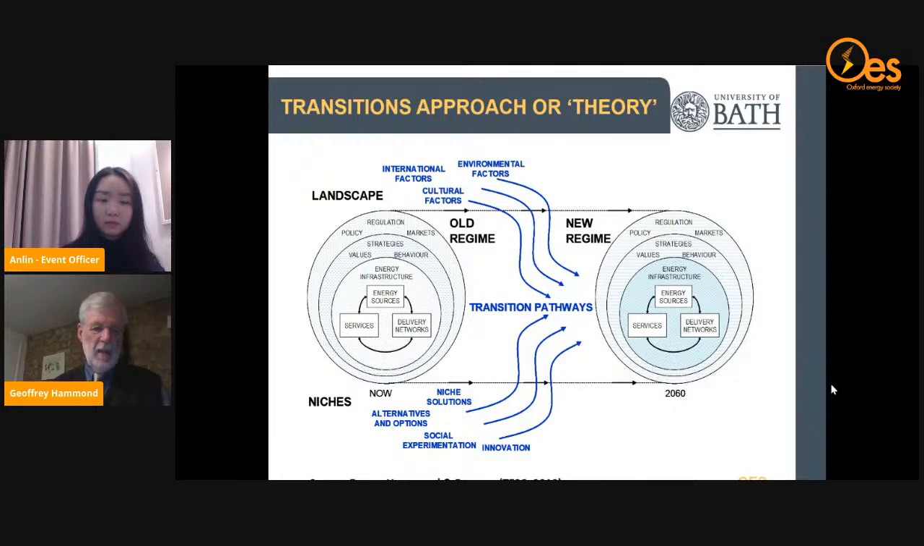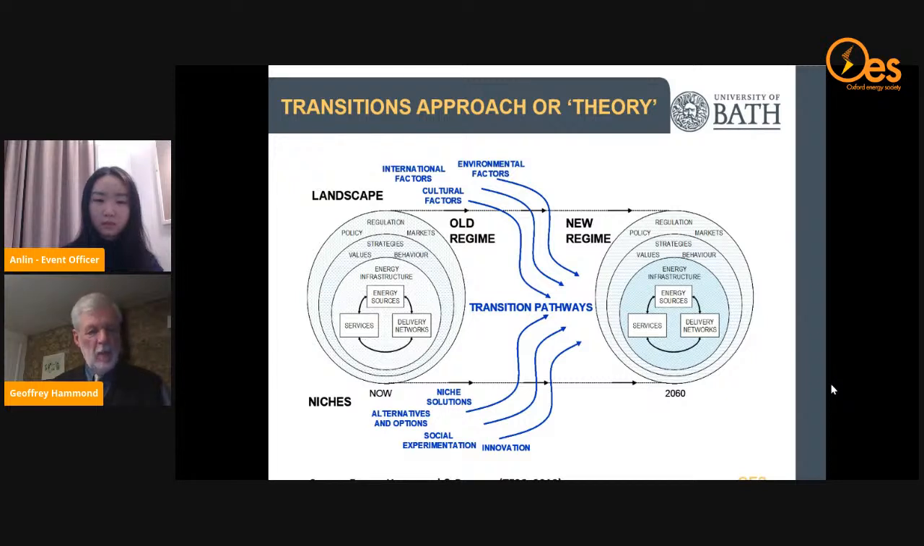Could I have the next slide, please? Now, the transitions approach or transitions theory wasn't unique to this project that we developed. It was originally instigated in the Netherlands. And so this is often referred to as the Dutch transitions approach. And it basically consists of trying to see where we are at the moment. So that's the concentric circles that say now, and where we will get to in 2050, or the Chinese would say in 2060, which is on the right-hand side of your slide.